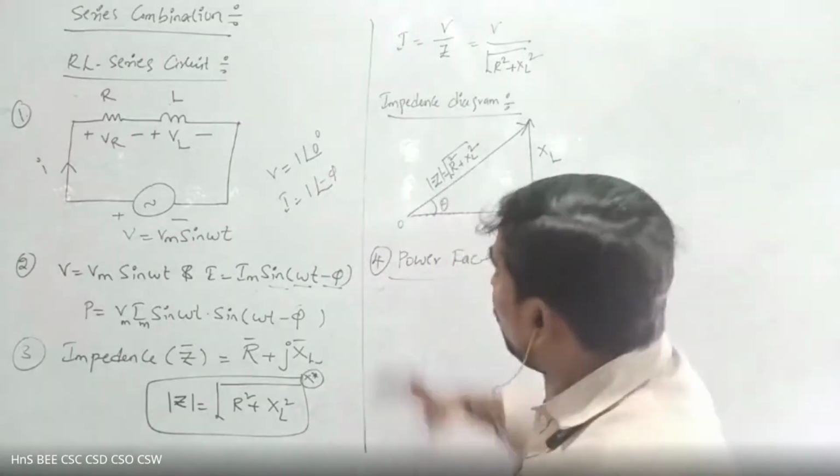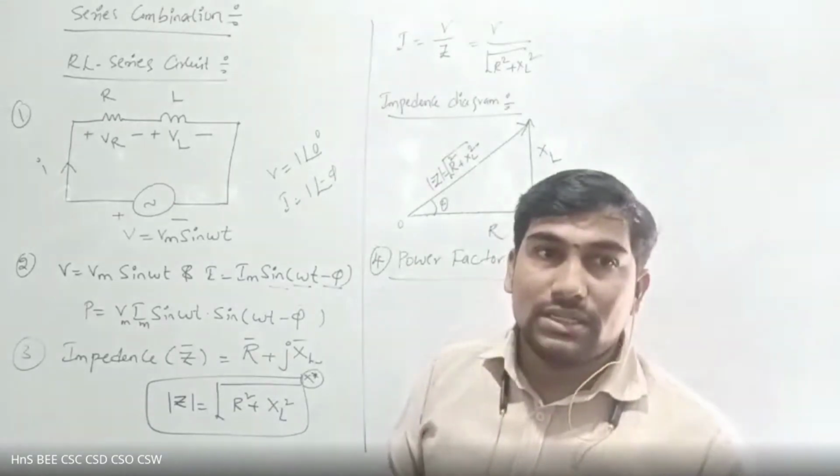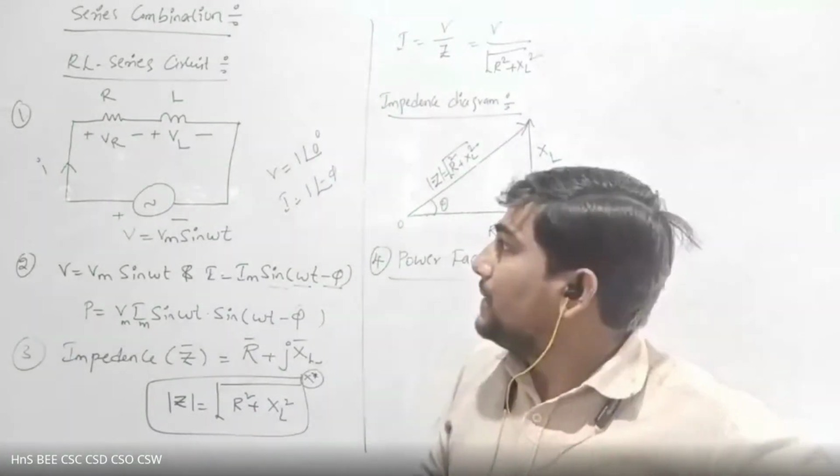Angle is minus pi. Now, what is the difference between voltage and current?